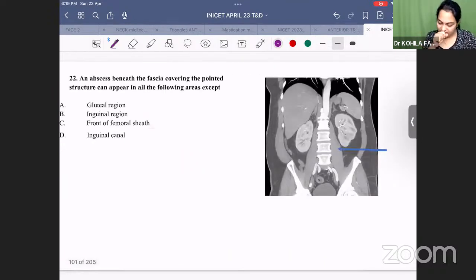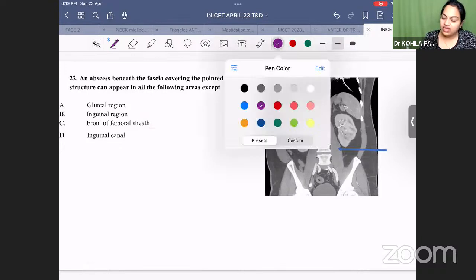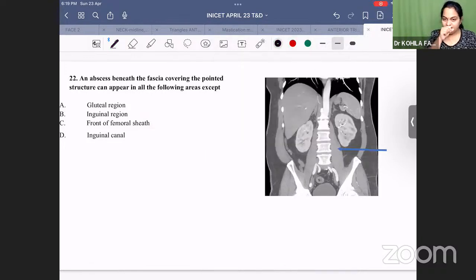I remember the Clara cell. Yes, this was another image-based question once asked. What is the muscle pointed out in this image here?